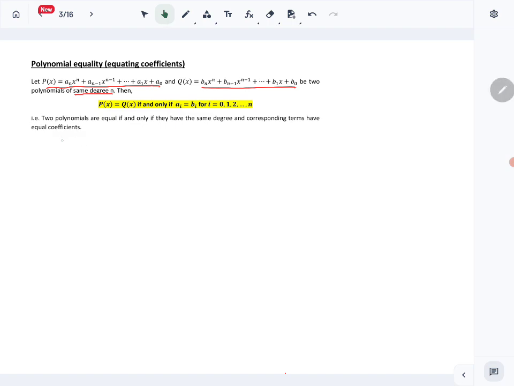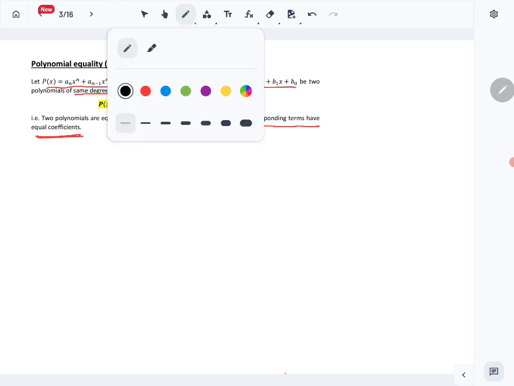Right. So it is mentioned here, two polynomials are equal if and only if what? They have the same degree. So that is the first condition. It has to have the same degree, and corresponding terms have what? Equal coefficients. Corresponding terms have to have equal coefficients. So the constant terms should match. b_1 and a_1 should match. a_(n-1) and b_(n-1) should match. a_n and b_n should match, like that. Okay. So let's do a simple example to illustrate this.